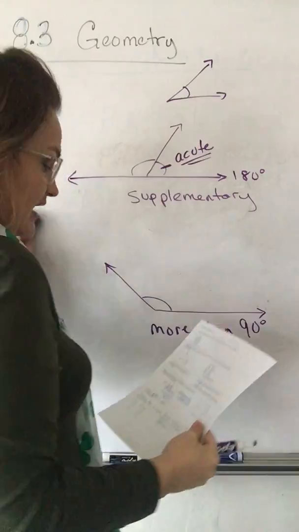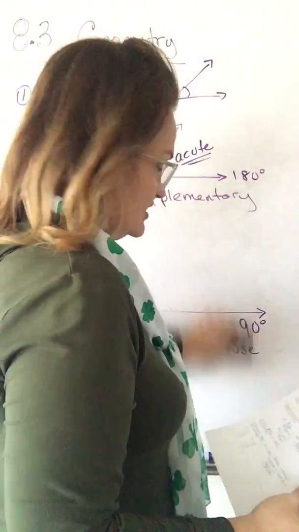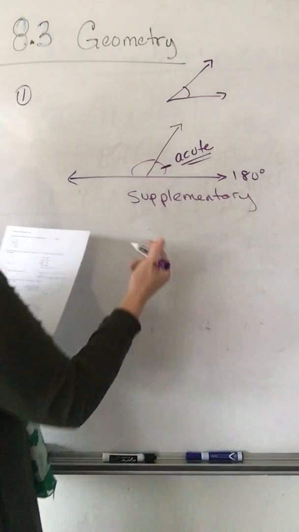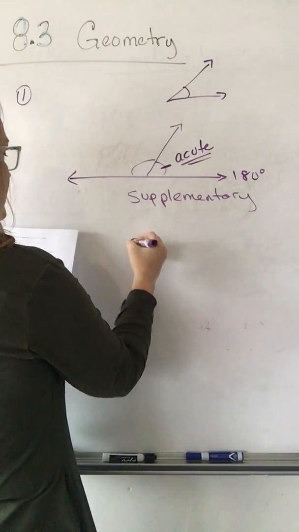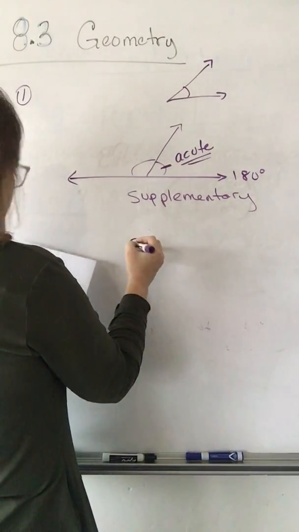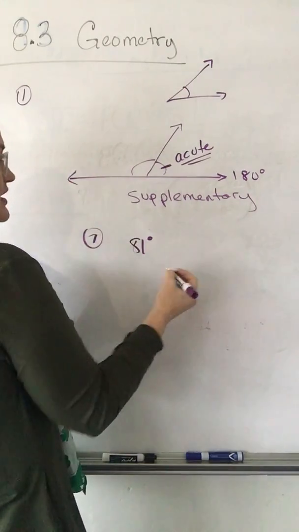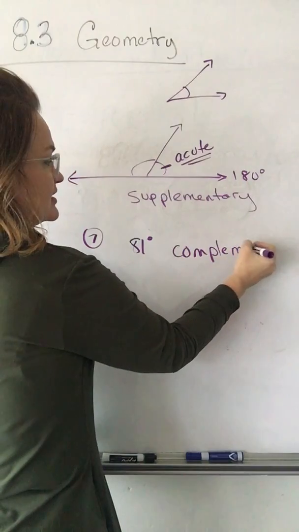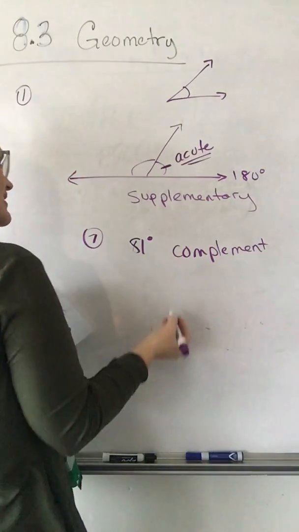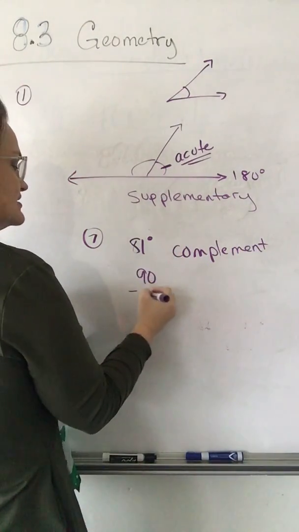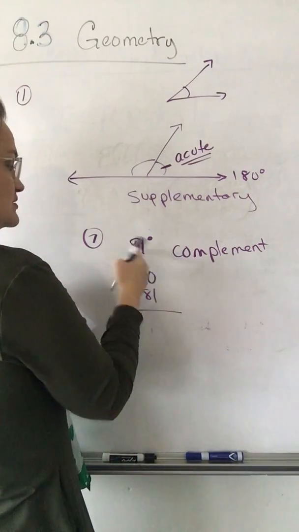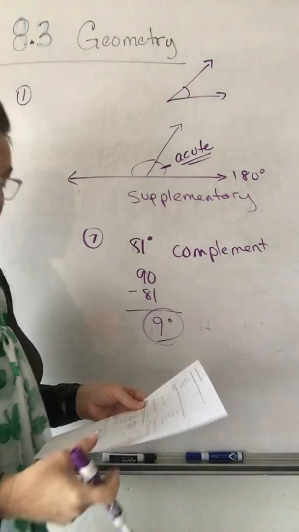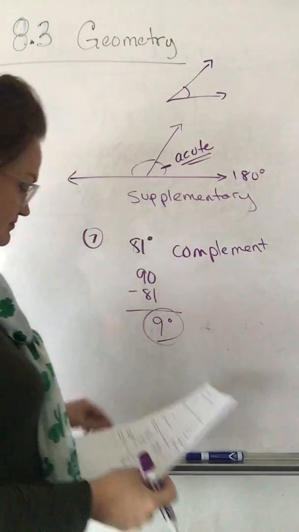Number 7 asks to give the complement of an 81-degree angle. So a complement adds up to be 90 degrees. So if you have an 81-degree angle, again, this is my number 7, its complement would be how much you would need to add to make 90. So you do 90 minus 81. If you're doing a complement, you just subtract that angle. So it would be 9 more degrees. A 9-degree angle would be its complement.